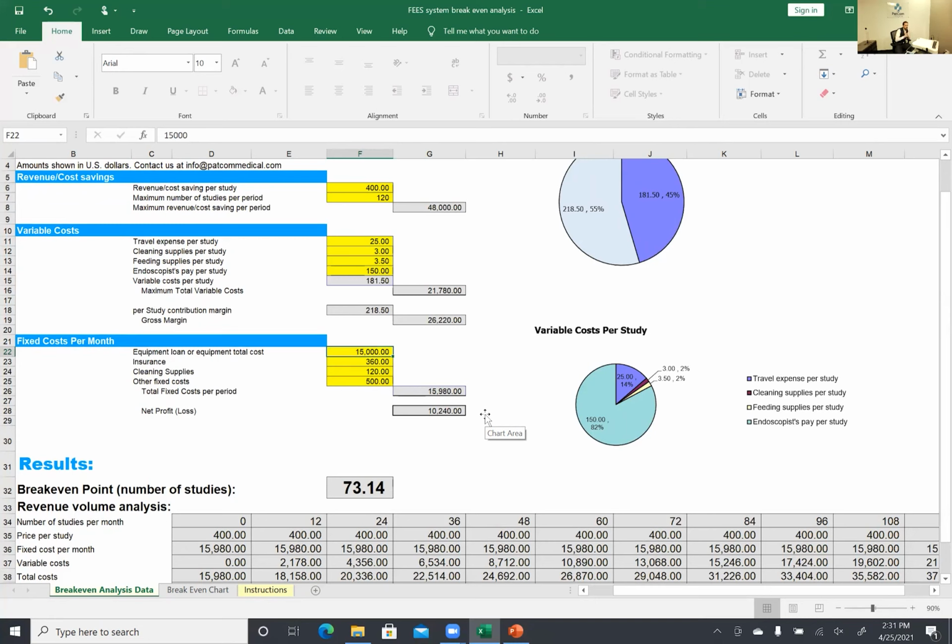So these numbers change quite a bit, and on an ongoing basis, they can help, especially in private practice, to gauge: how much should I charge? How much should I pay myself? And all these things to figure out the best place that you want to be with that.